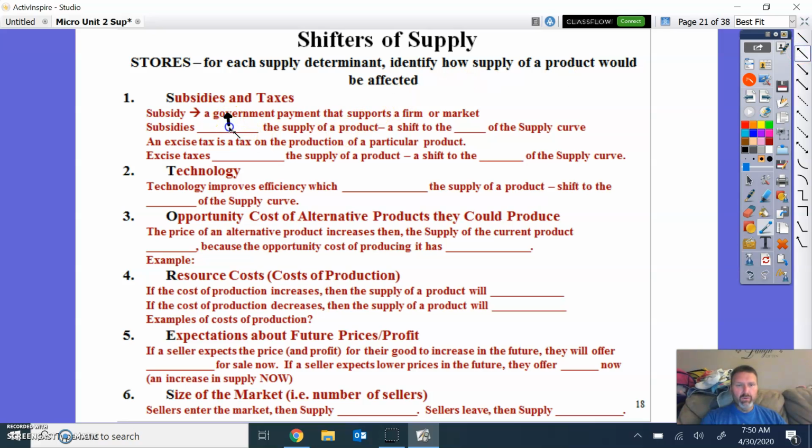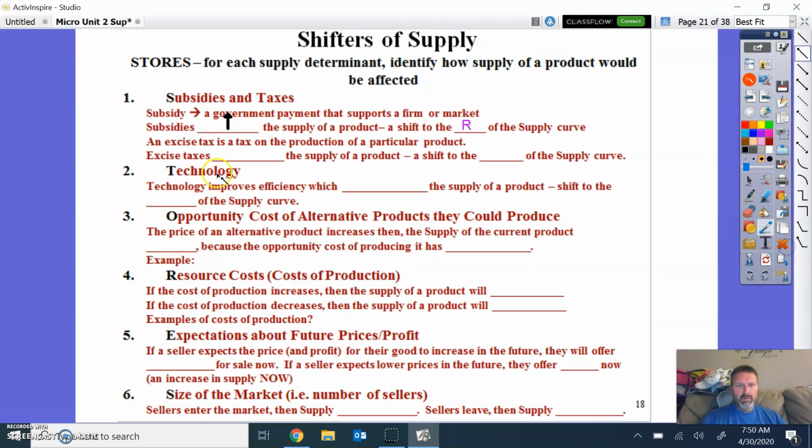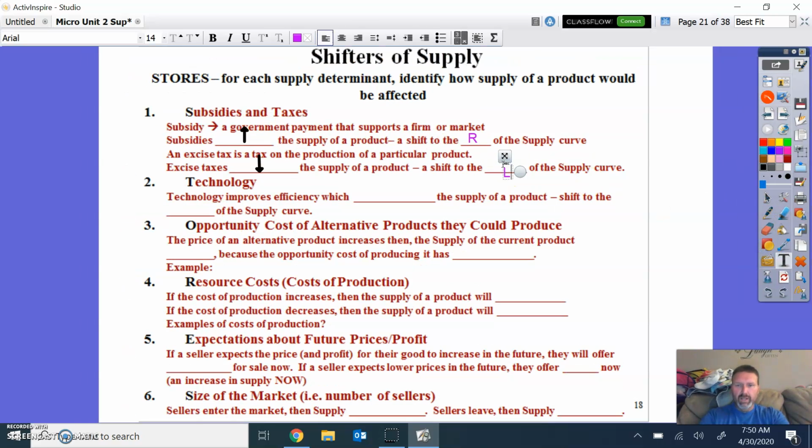Subsidies increase the supply of a product, which is a shift to the right of the supply curve. An excise tax is a tax on the production of a particular product. So let's make sure we have this clear. Excise taxes decrease the supply of a product, which is a shift to the left of the supply curve.